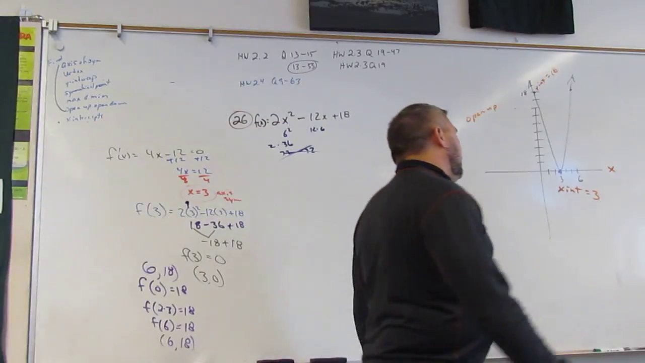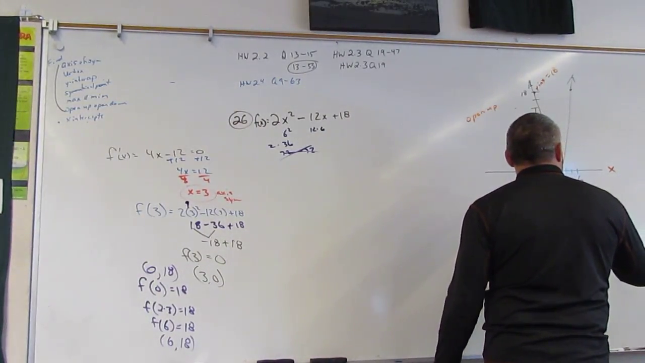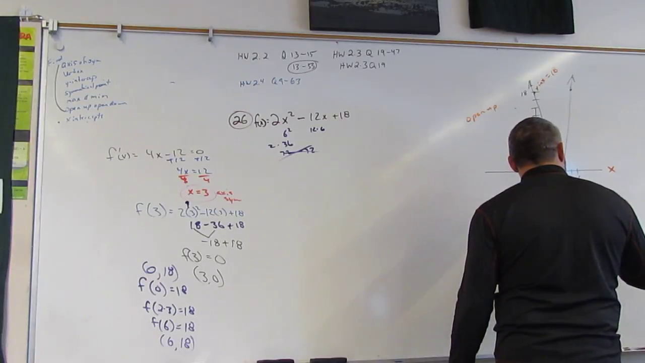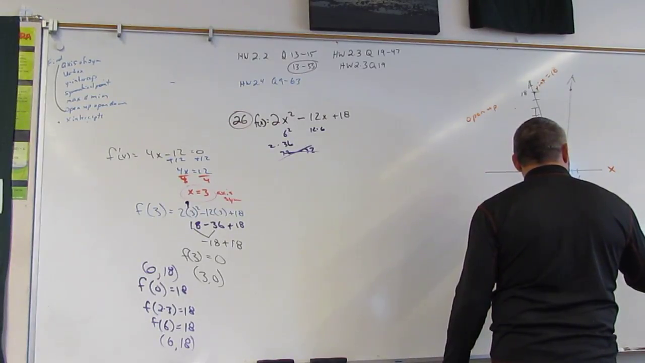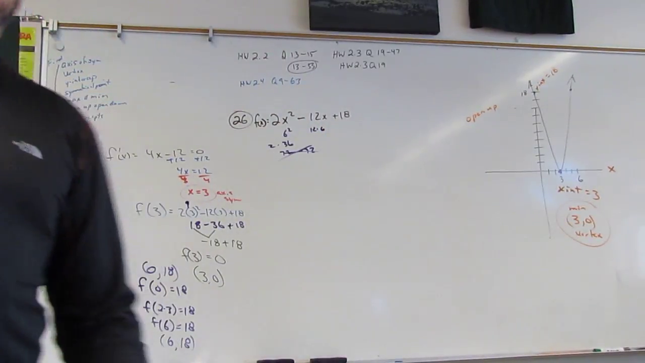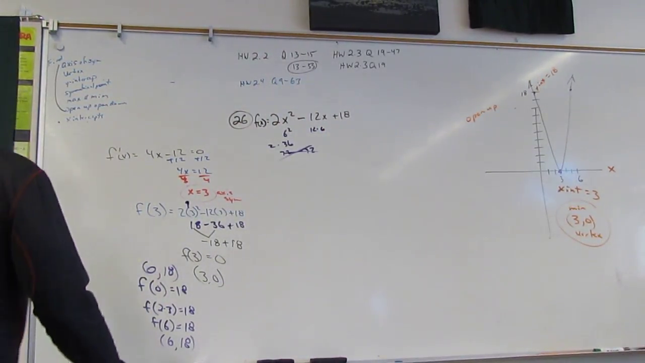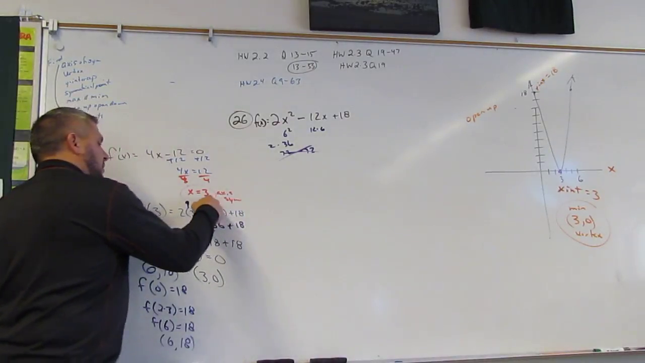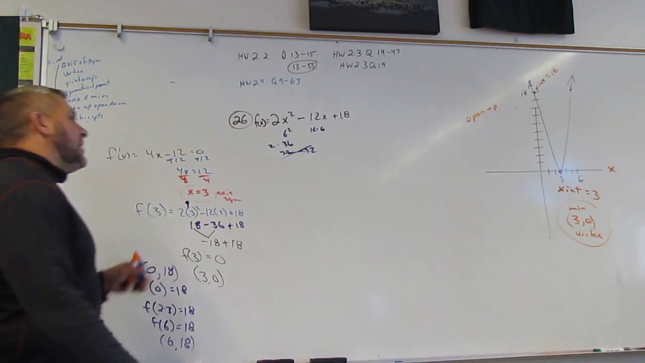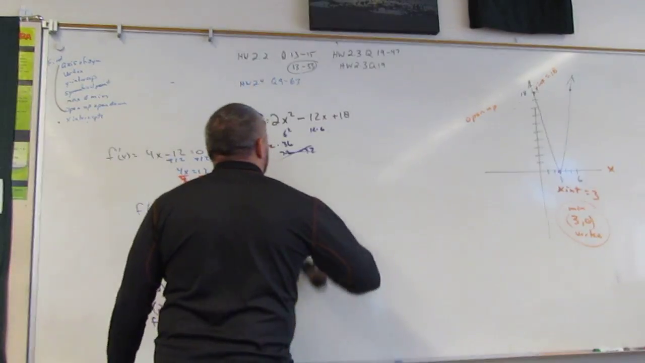Okay. The minimum value is 3, 0. That's your min, which is also your vertex. And your axis of symmetry was 3. Okay. We didn't learn anything new. And this is why we want to factor this guy. We want to factor this.